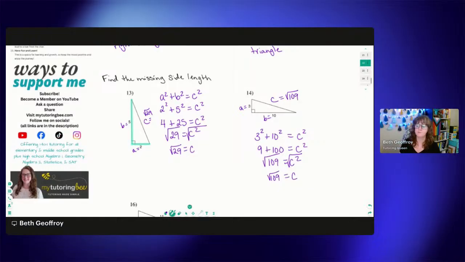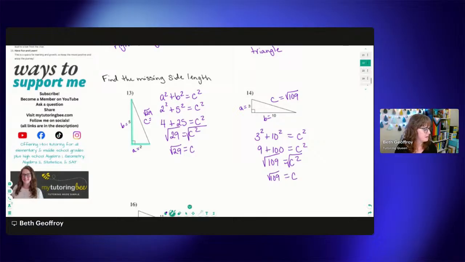Don't get too worried or freaked out about having a square root as an answer. That does happen a lot with right triangles. The square root of 109 is just a number. It is a decimal. We can put it in our calculator and figure out what that decimal is. Let me see. Yeah, the square root of 109 equals 10.4403, and it goes on forever and ever. But the square root is just a number. So keep that in mind.